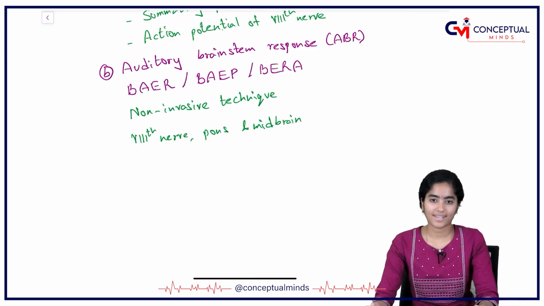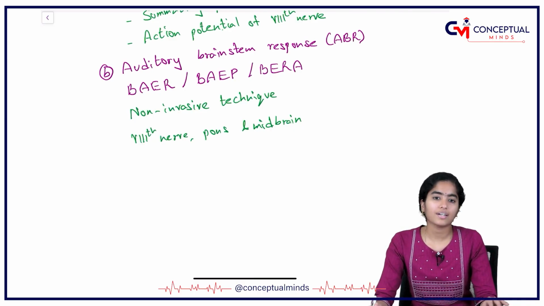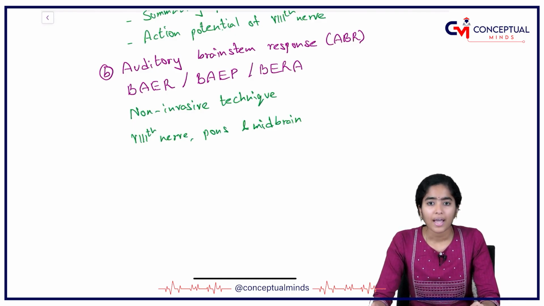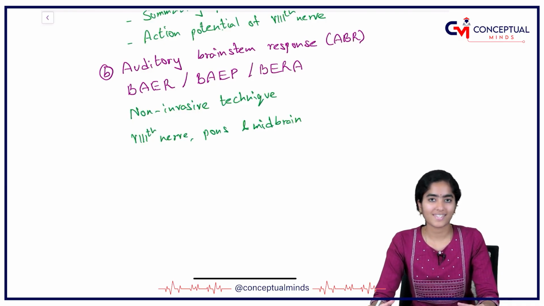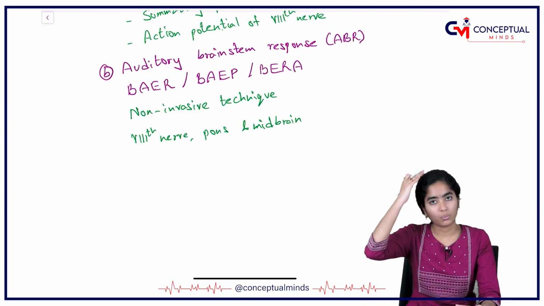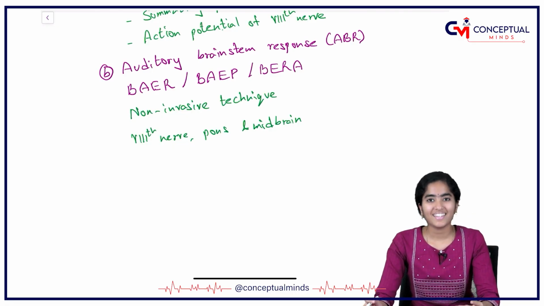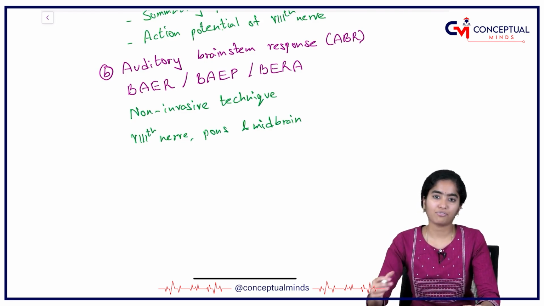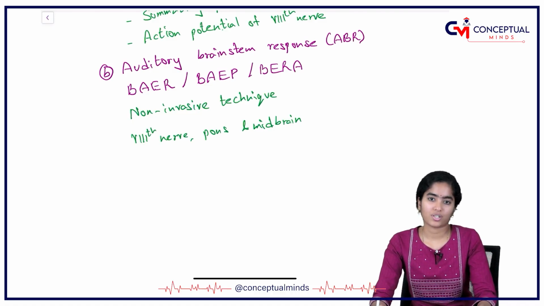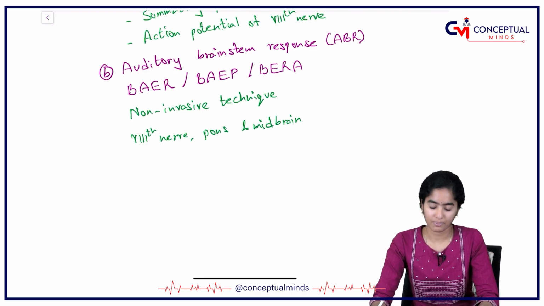So what we do in this test is electric potentials are generated in response to several click stimuli or tone bursts, and these are picked up from the vertex by surface electrodes. We put surface electrodes on the forehead, on the vertex, and one on the mastoid antrum of both sides. These surface electrodes pick up the electrical potentials that are generated, and then a graph is obtained. This test measures the hearing sensitivity in the range of 1000 to 4000 Hz.